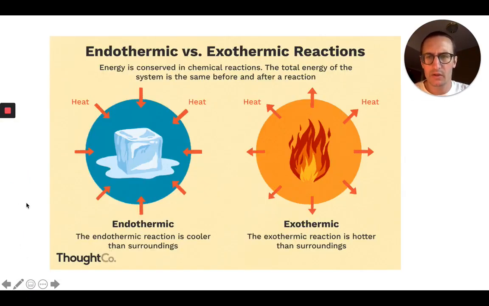Another diagram to look at. So anytime that you have an endothermic process, remember energy is entering that system. And so in an endothermic reaction, the reaction is actually cooler than the surroundings because energy is going in. Whereas in an exothermic reaction, energy is being released. And so in an exothermic process, the reaction is hotter than the surroundings. It's actually releasing energy.